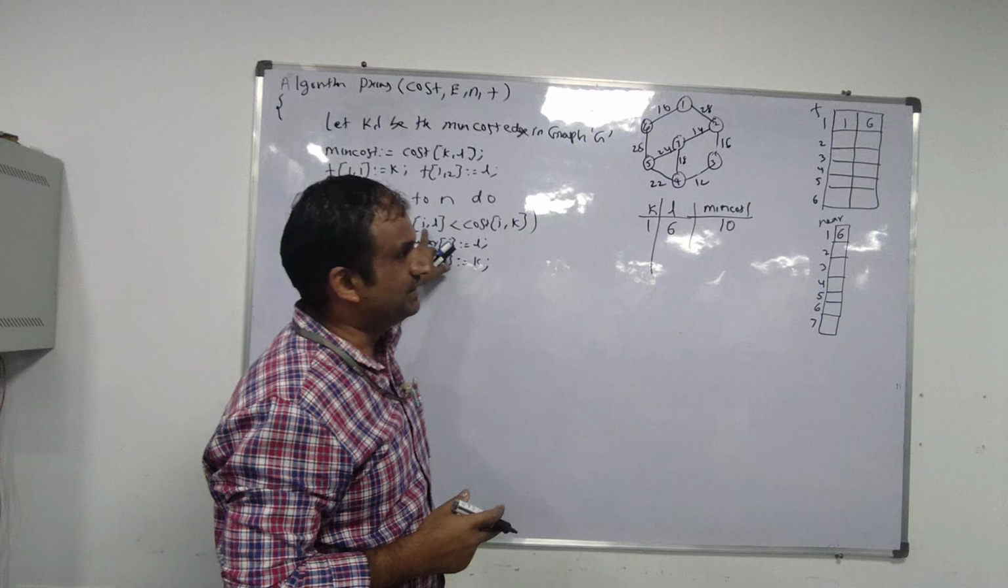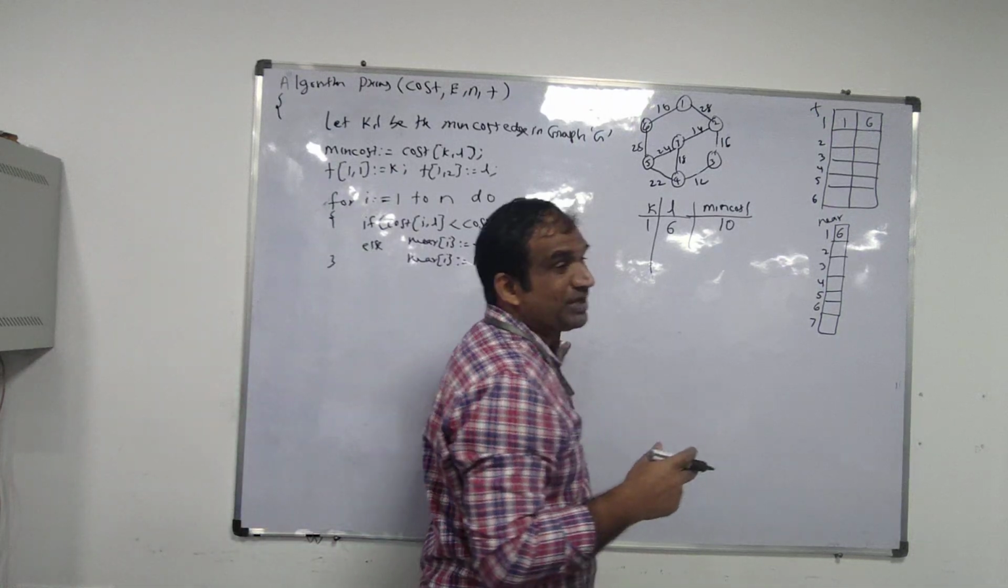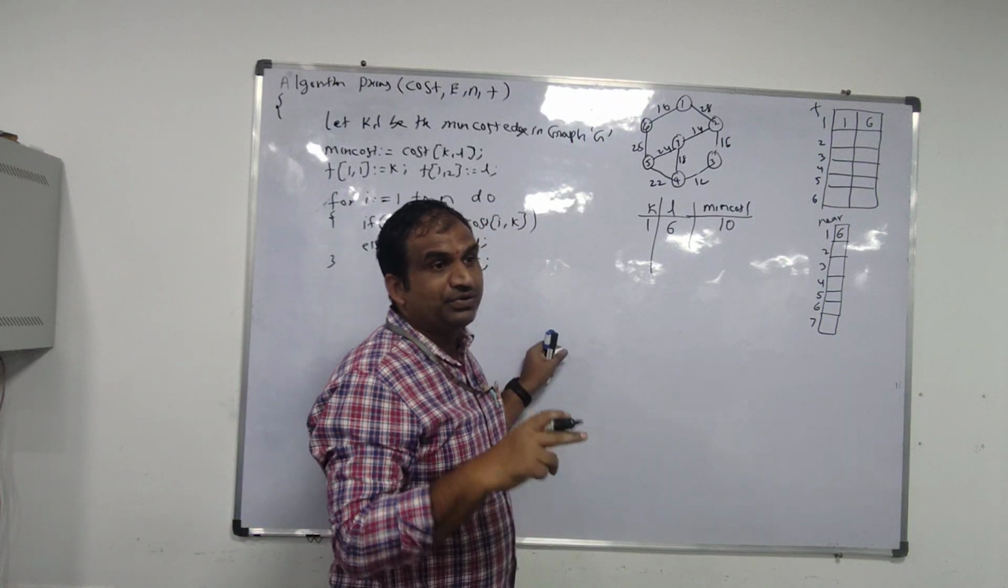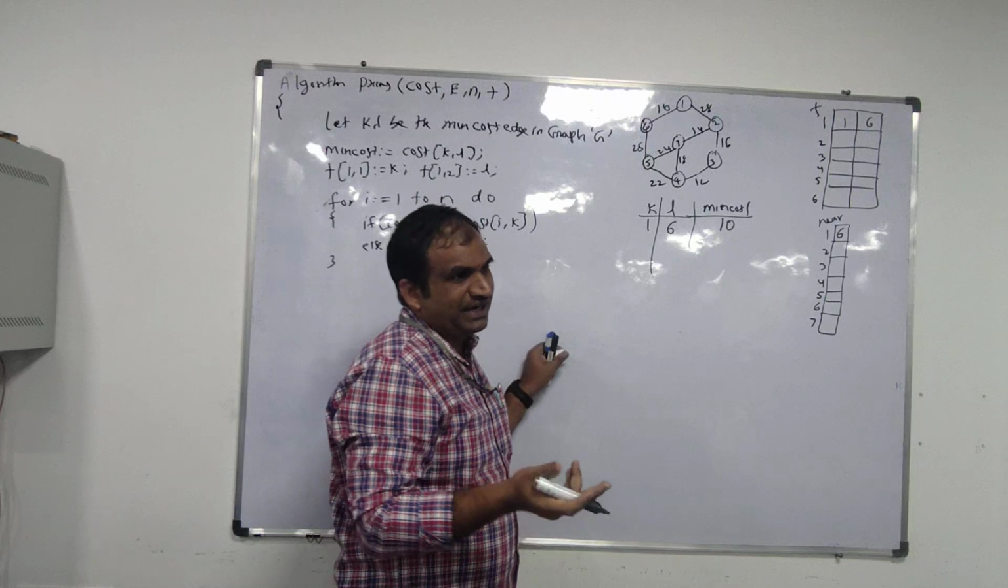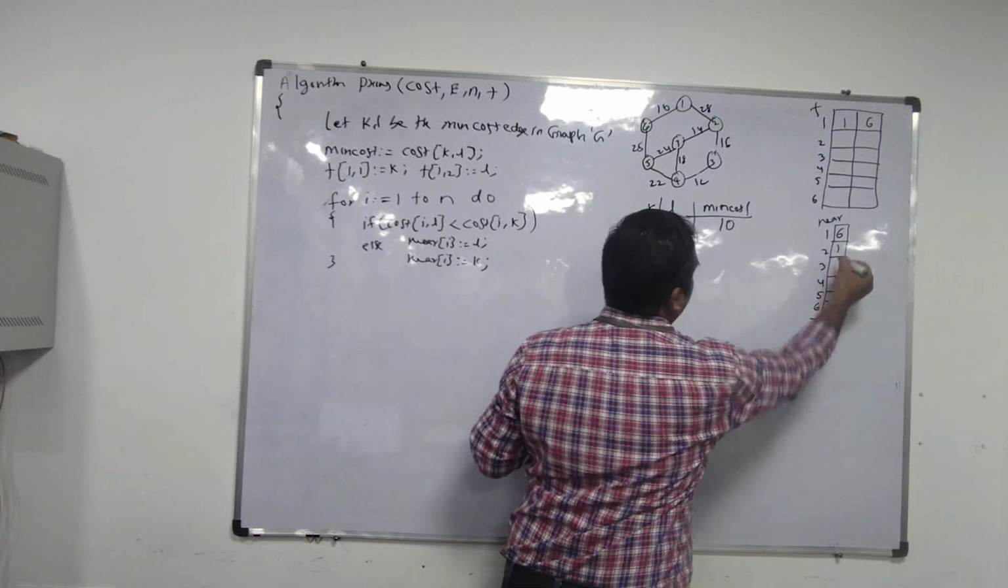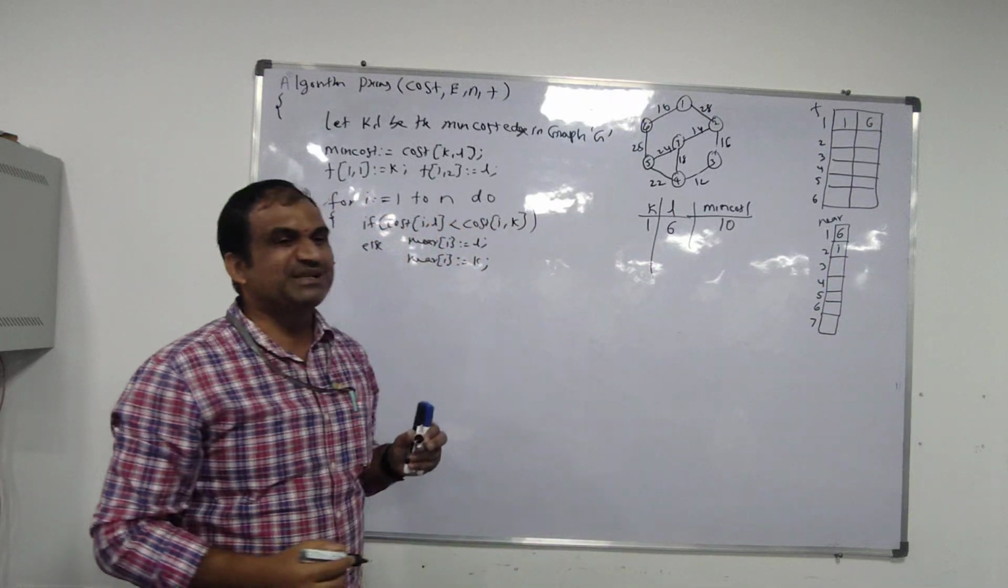2 comma 1 cost, 2 comma 6 cost. 21 less than infinity. Condition is true. So 1 is near. Next, 3 comma 1 less than 3 comma 6.